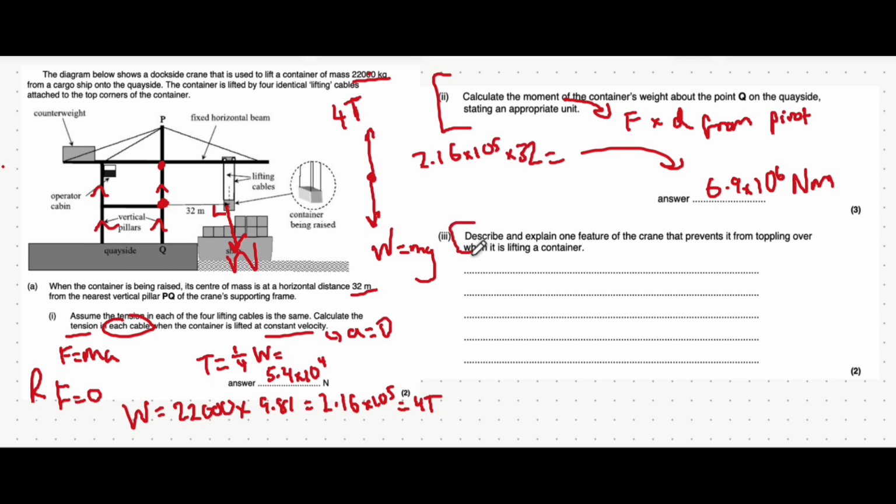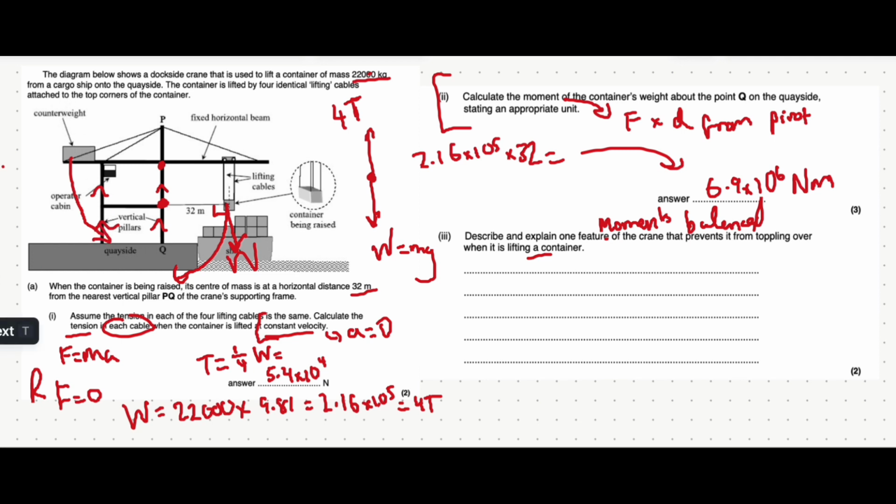It then asks you to describe and explain one feature of the crane that prevents it from toppling over when it's lifting. So what is preventing it from toppling over? What is making it travel at this constant velocity? Like we mentioned, the resultant force is 0, so the upward forces are balanced by the downward forces, but also the fact that it's in equilibrium is because the moments are balanced. What I mean by that is we say that the clockwise moment that is created by the mass here, because remember if we pick this as our pivot, then this would create a clockwise moment, is balanced by the anti-clockwise moment created by this counterweight that's put on the left hand side.